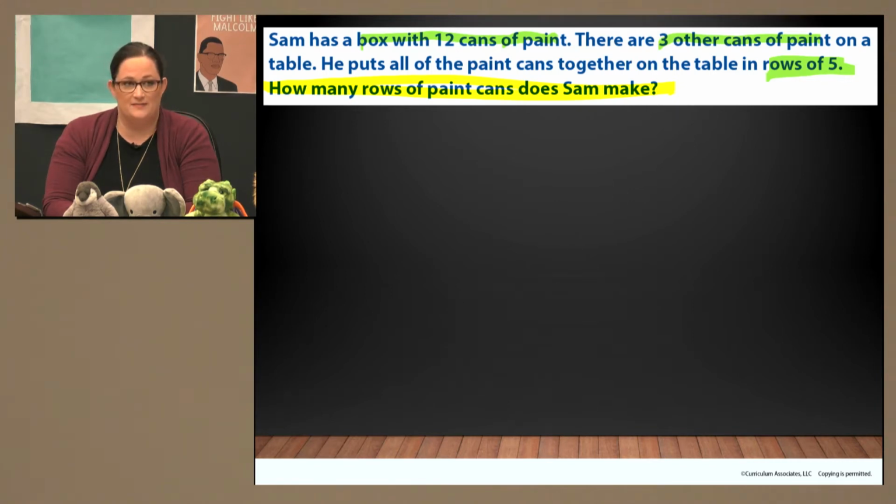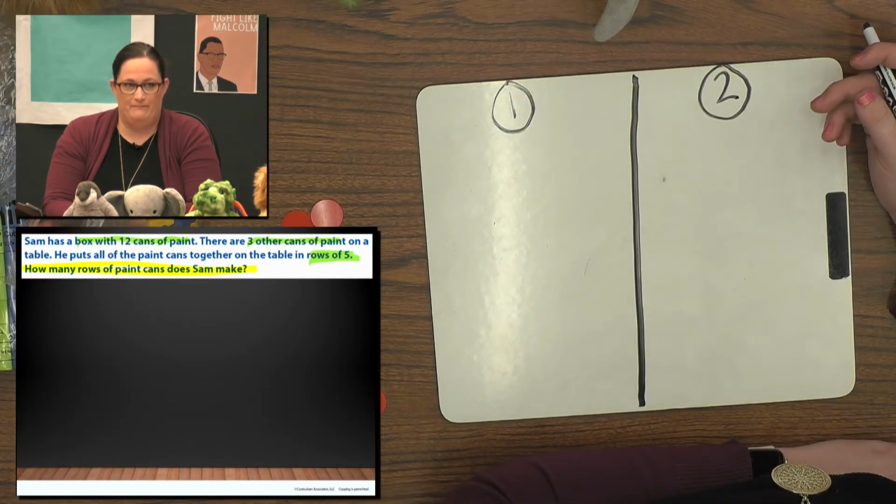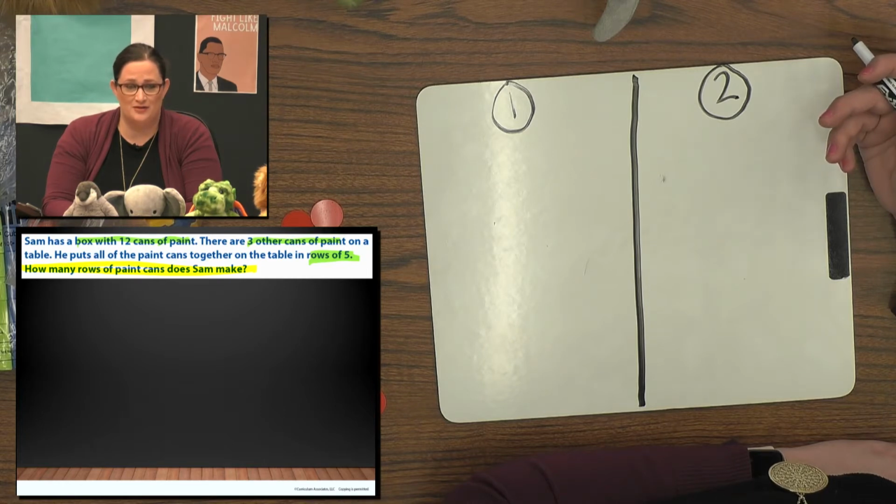Okay, friends. Mr. Kevin, can we see my whiteboard? Okay. We have to do 2 steps here. We can't just put 12 and 5 together or put 3 and 5. There's 2 steps we need to figure out.